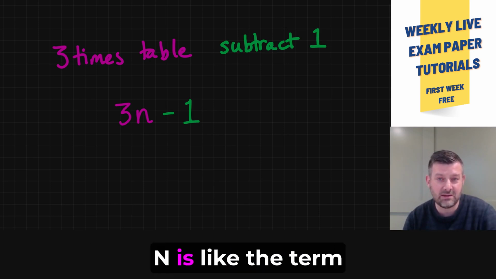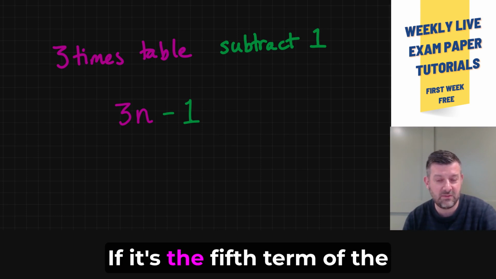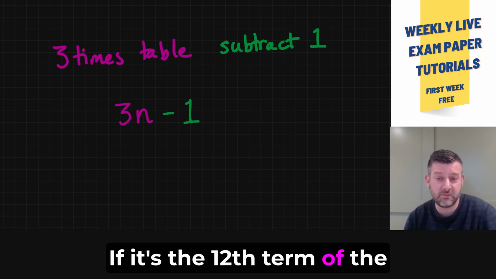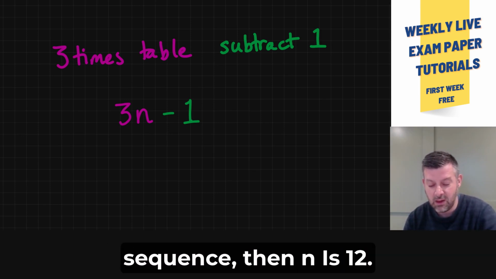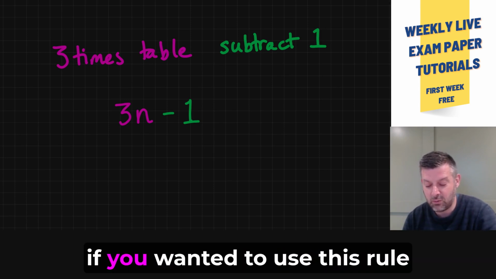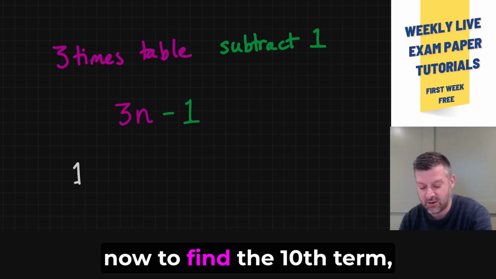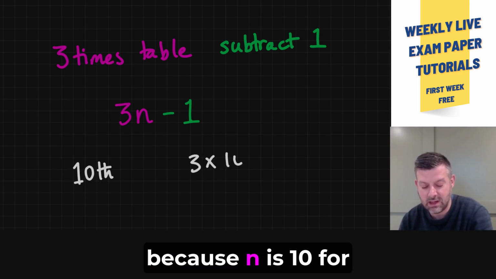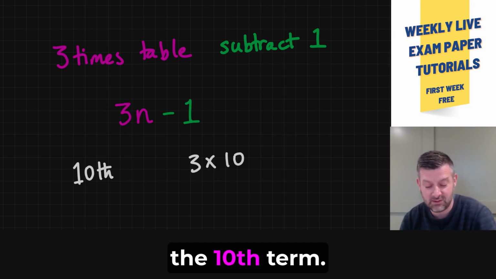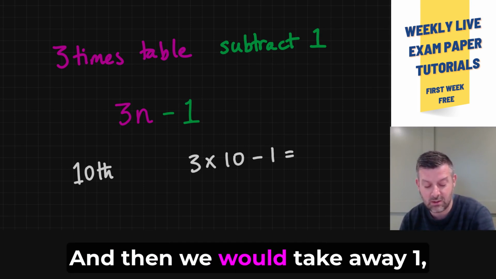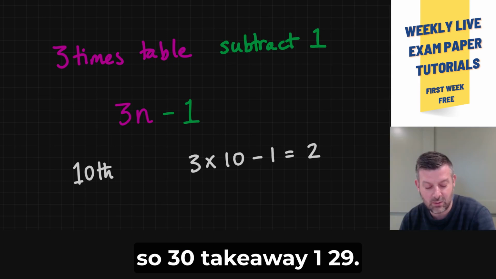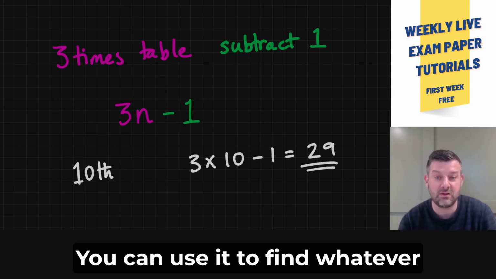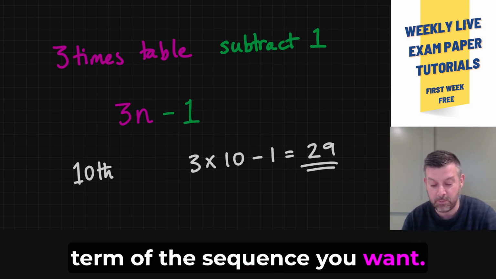So what is n? n is like the term of the sequence. If it's the 5th term of the sequence, then n is 5. If it's the 12th term of the sequence, then n is 12. So if you wanted to use this rule to find the 10th term, we would do 3 times 10, because n is 10 for the 10th term, and then we would take away 1. So 30 take away 1, 29. That's one of the uses of the rule. You can use it to find whatever term of the sequence you want.